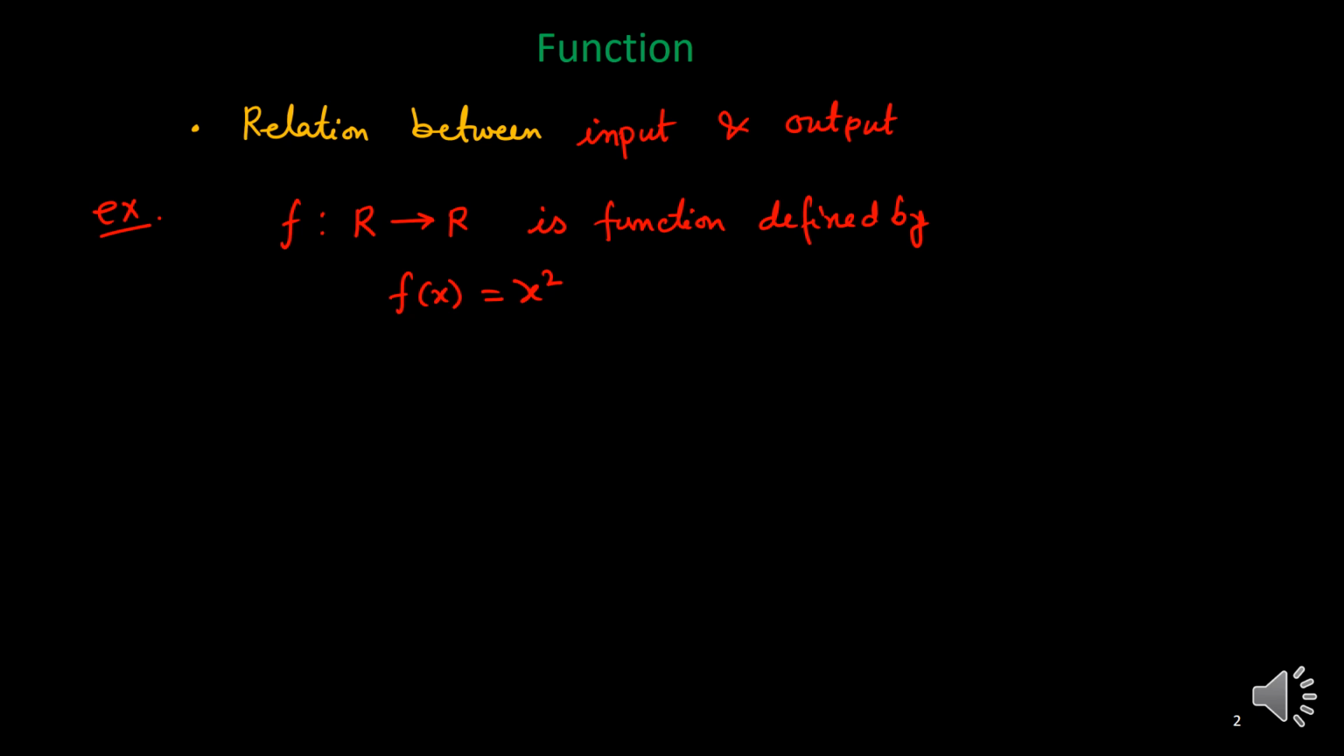So here, what it is showing: this small letter f is a symbol for the function variable, f is a function, and in this R to R, this R is the input and this one is the output. And then what is R? R is the set of all real numbers. This is important.